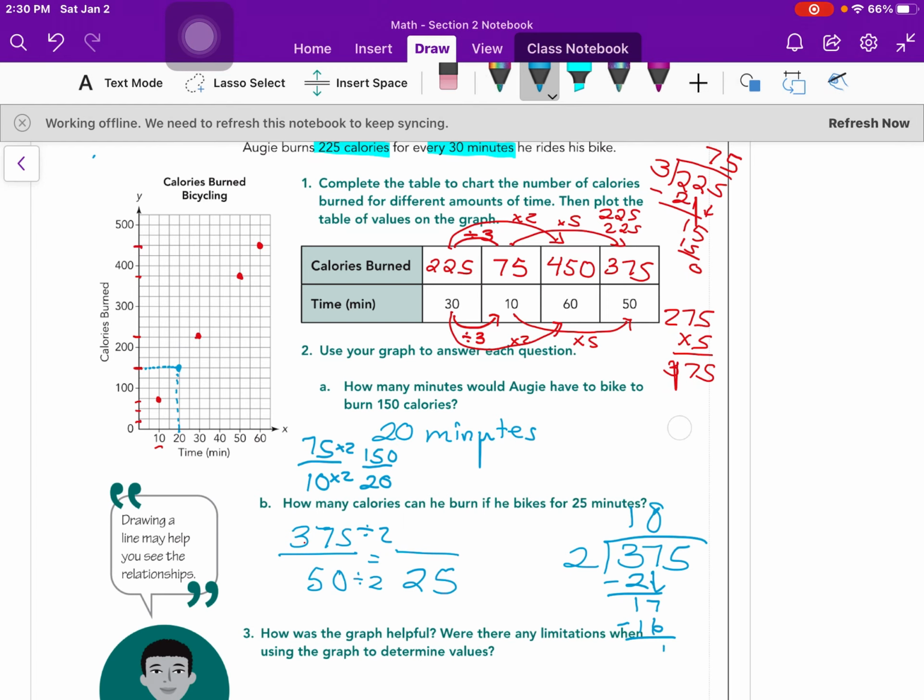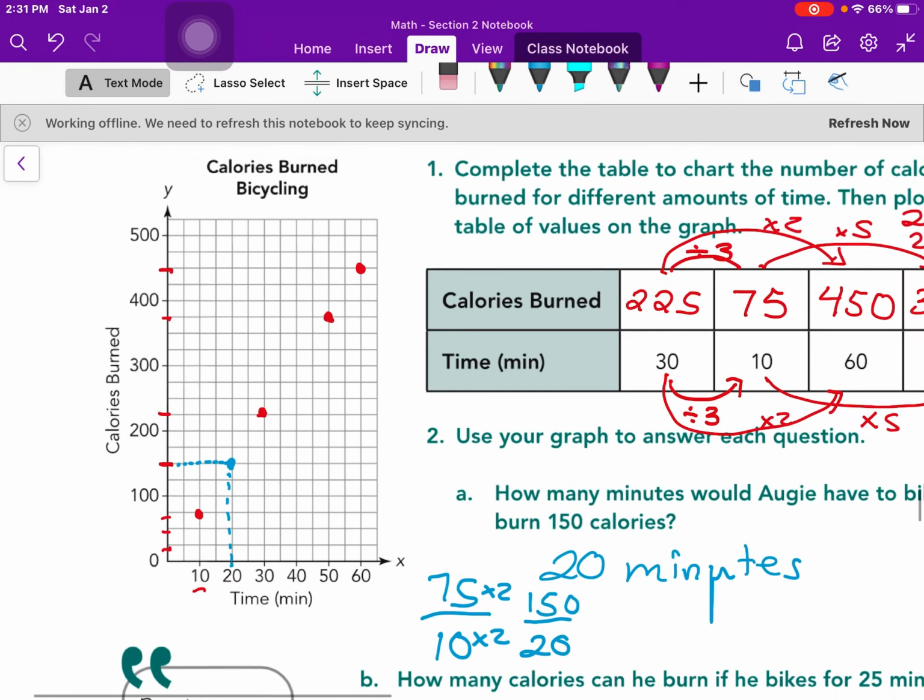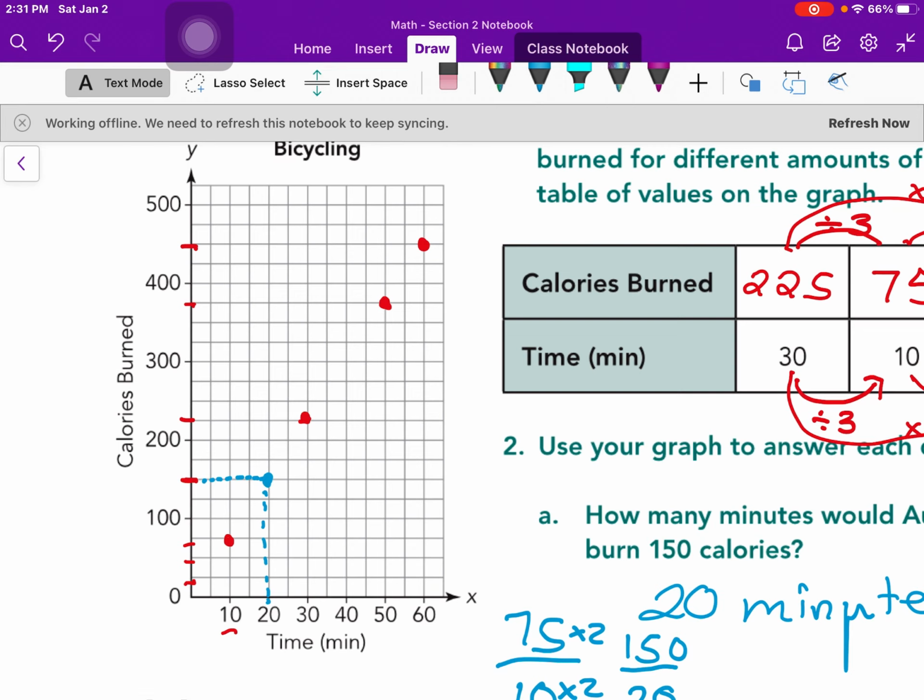Then you get 16. Subtract. Bring down my 5. 2 goes into 15, 7 times. You get 14. Oh, I'm going to have to add a decimal. Bring down a 0. It goes in there 5. So it looks like he can burn 187.5 in 25 minutes. If I was going to try to use my graph here to help me figure that out, 25 minutes would be here.